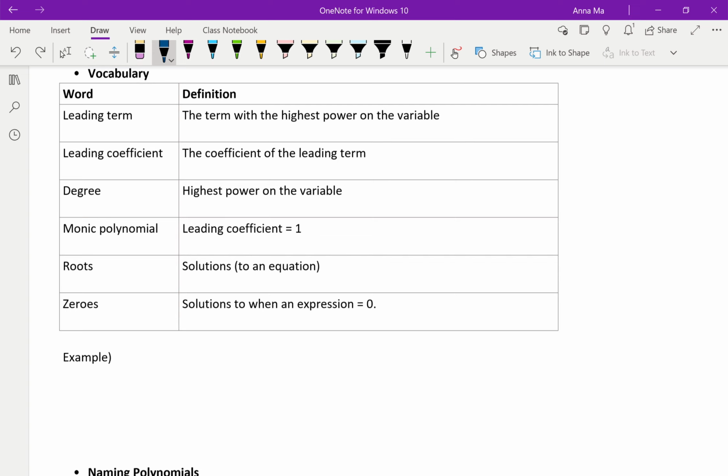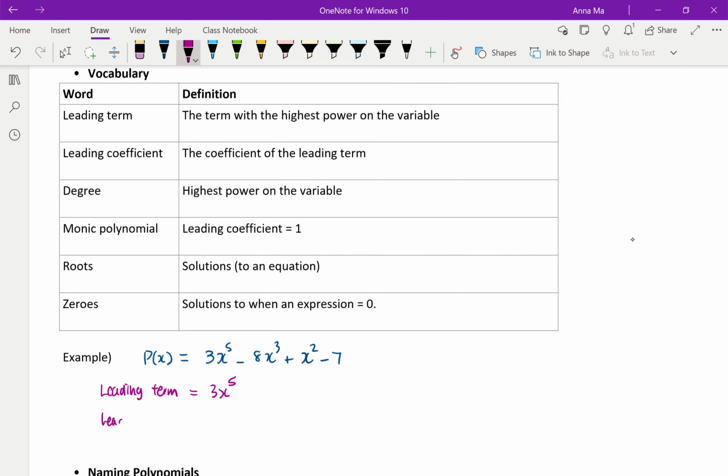Now looking at those definitions, let's have a look at a quick example. If I have a polynomial p of x equals 3x to the power of 5 minus 8x cubed plus x squared minus 7, my leading term is going to be the term with the highest power on the variable. Looking at my x's, the highest power I have is 5, so that whole term will be my leading term in that polynomial.